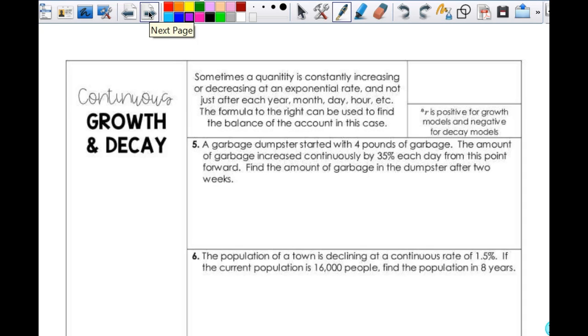Now, continuous growth and decay. The word continuous, what does that tell you you were having to use when you did these before? Does that ring a bell? Continuous. So instead of it reducing, like 25% a day or whatever, there could be continuous. Now we're still taking a snapshot at days, weeks, months, whatever. Think about it as just basically your growth.